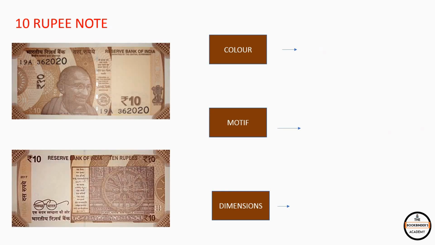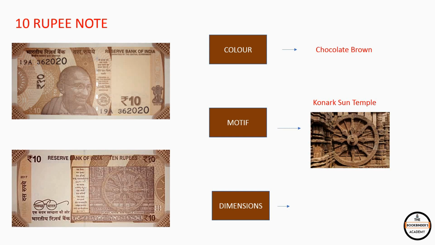Now let's move on to the new 10 rupee note, which belongs to the new Mahatma Gandhi series. The color of the note is chocolate brown. The motif is that of Konark Sun Temple. I'll show you the picture. This is the Konark Sun Temple. You can see it's the exact same picture or imagery that has been printed in the back of the note. And this Konark Sun Temple is situated in the state of Odisha. Dimension is 63 by 123 millimeters.